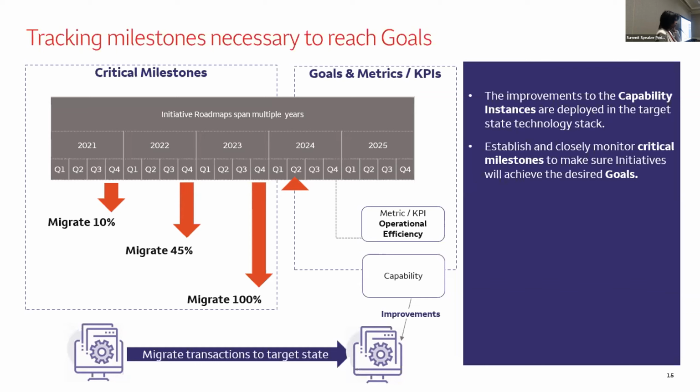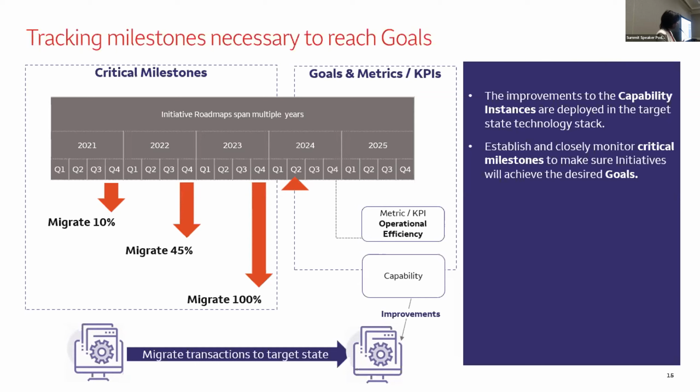So as an example, a lot of my target state capability instance improvements weren't being remediated on the current system that we're on. We're changing our technology stack. So unless we moved the transactions that were being processed to this new target state, we wouldn't realize the benefits. And so we started to look at, at what percentage and at what time can we start to move the transactions over to this new target state technology? That capability instance is going to be improved, and let's set milestones.